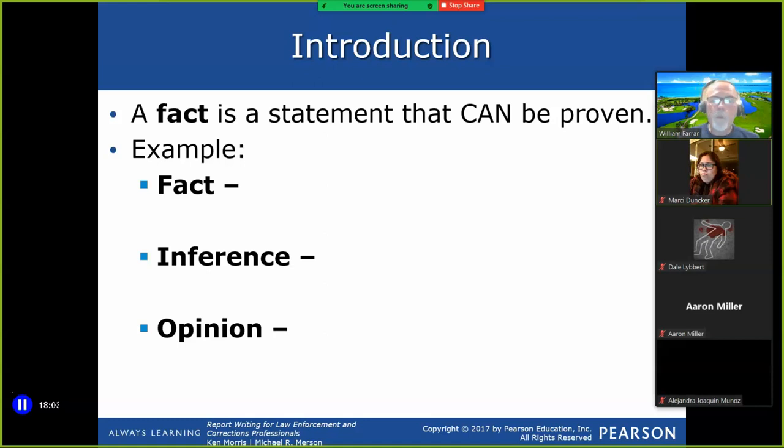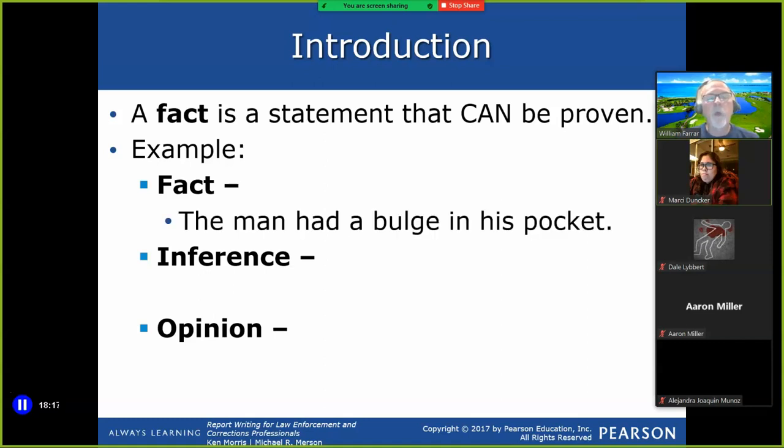So an important thing for us to remember, especially when we write these narratives, is that a fact is a statement that you can prove. These are facts. Okay. So I'll give you a little example that I always do in some of my writing class. A fact would be something like, I saw that the man had a bulge in his pocket, or the man had a bulge in his pocket.